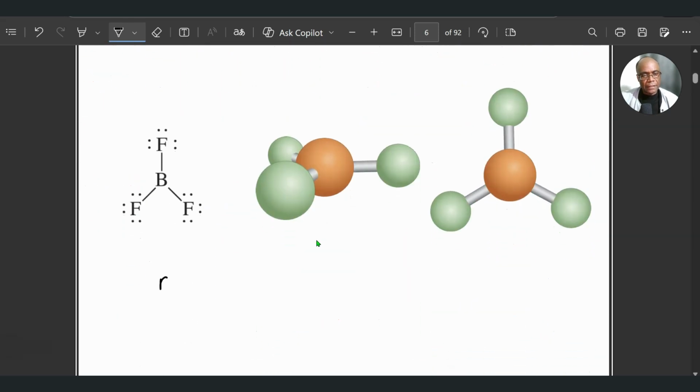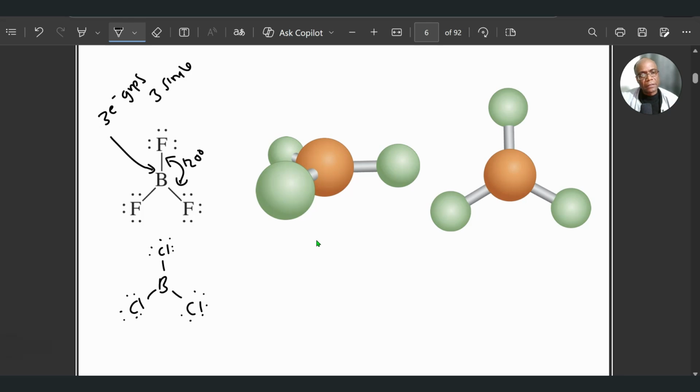So just like BCl3 would behave, you would expect BF3 to look the same. So these bond angles are going to be 120 degrees, and this boron right here has 3 electron groups, the 3 single bonds, there's no lone pair. If you roughly do 360 divided by 3, you're going to get 120 degrees around the bond angle. And the molecule is flat, as you can see.